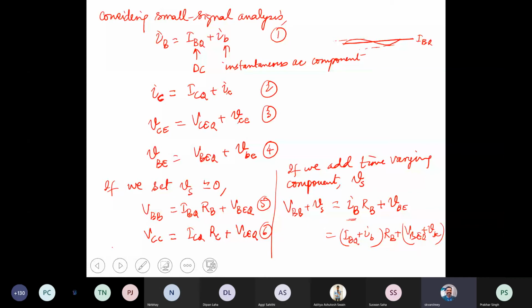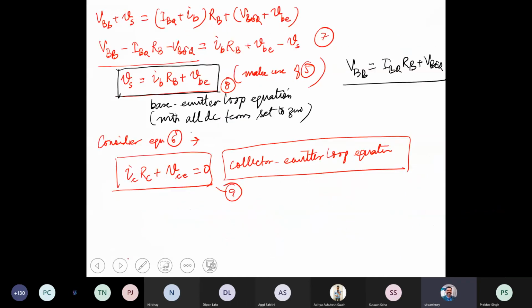So basically, considering a small signal analysis, we can understand that a time varying component is added to the base current, which gives rise to the total instantaneous base current value at a particular time. And by knowing this, we can get the equation.